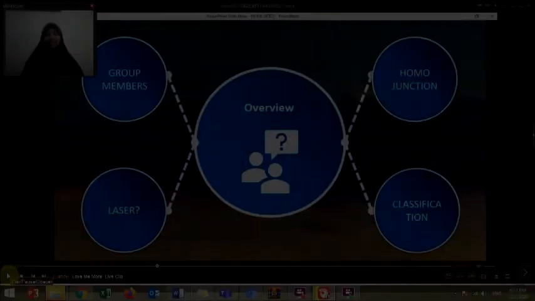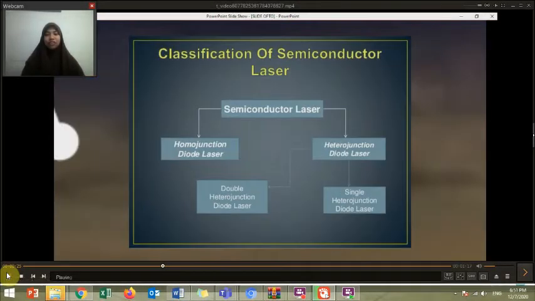Next is the classification. For the classification of semiconductor laser, we have two types: the first one, the homojunction diode laser, and the second one is the heterojunction diode laser. The heterojunction diode laser is also divided into two, which are the double heterojunction diode laser and the single heterojunction diode laser.